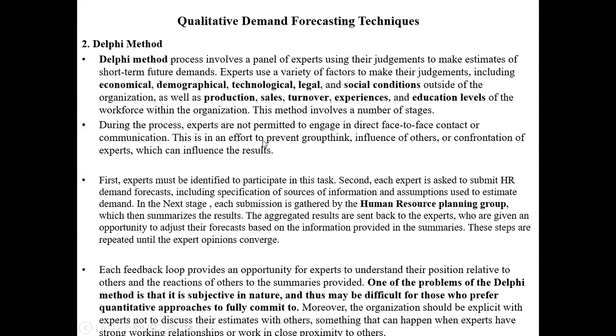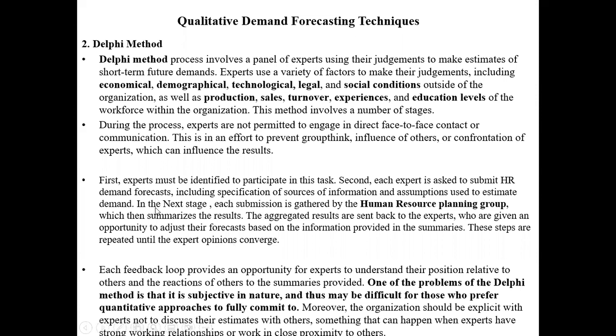So we don't want to have a situation where you put all these 10 experts in a room, and one person starts making his submission, then the rest of the experts buy into that person's idea, and they will not present what they were thinking through in their mind.